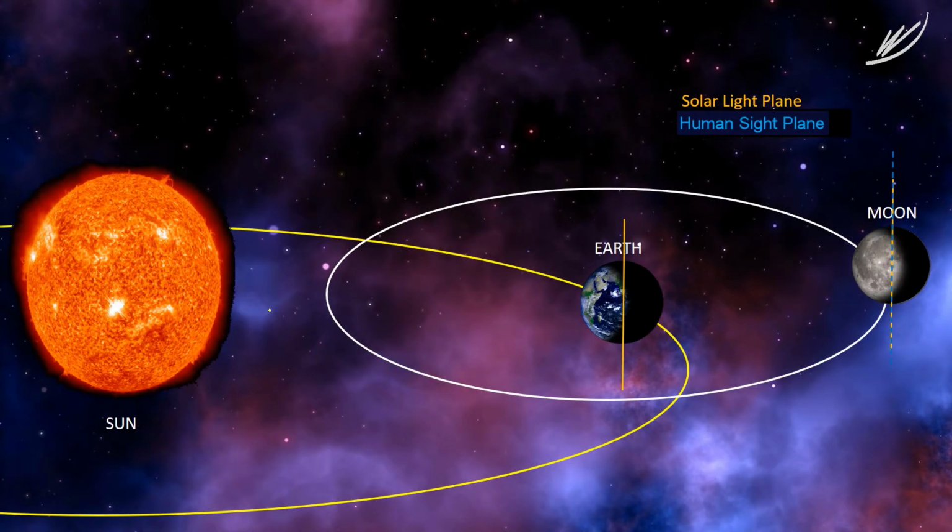Let us understand the full phase. This occurs when the moon is away or farthest from the sun. During this phase, the light from the sun will half light the lunar surface. Now, if we are seeing the moon from here on Earth, which is the night side, the human sight plane will coincide with the solar light plane. That is, we will be able to see the entire half-lit surface of the spherical moon, which will appear to be a full circle to us when we see it from the Earth.